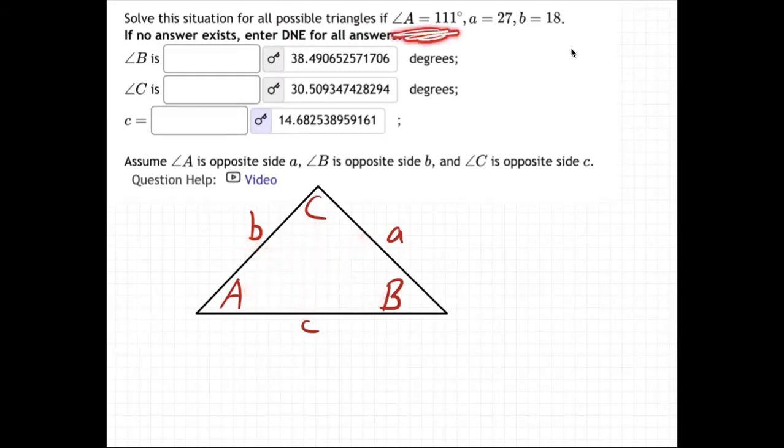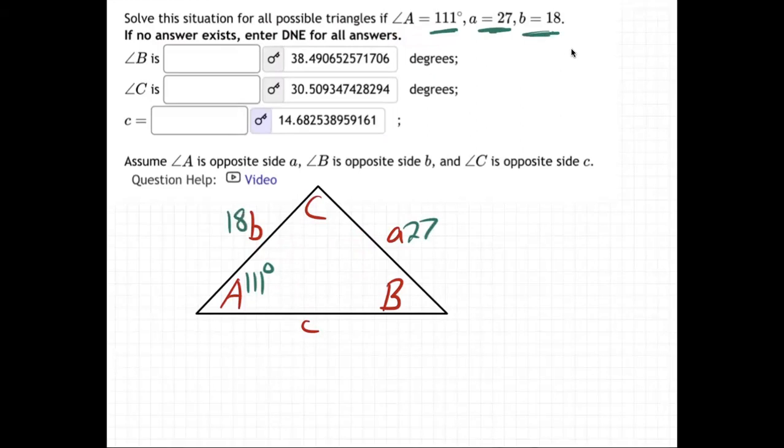Okay, angle A is 111 degrees. So I'll come in here and put 111 degrees. And little a is 27, side little b is 18. Okay, so starting off right there.